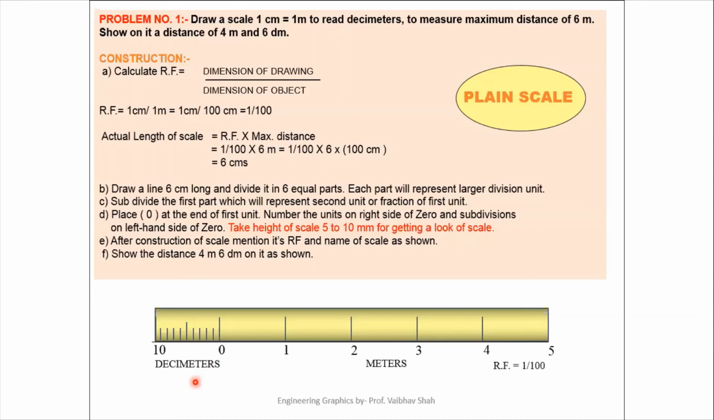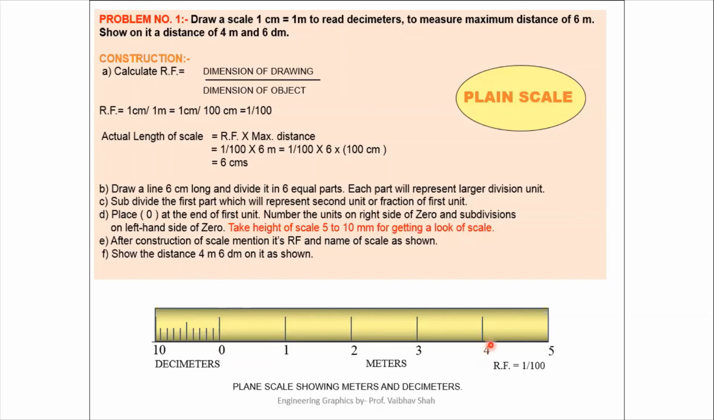After that, we'll be writing down here RF, as I have said earlier. Now let us define our final distance, which is 4 meter and 6 decimeter. So now how to define? We will always measure 4 meter, which is your primary unit, and 6 decimeter, which is your secondary unit. So 4 meters, let us try to measure from this 0. So 0, 1, 2, 3 and 4.